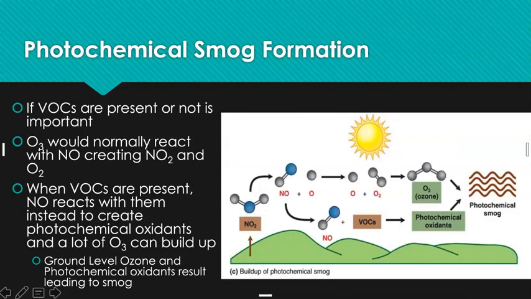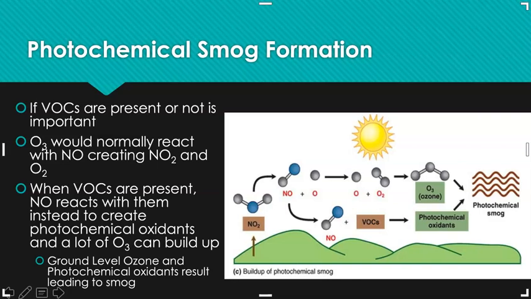A bit of a problem though can occur when VOCs, or volatile organic chemicals, are present. If they are present, we are going to get a slightly different reaction taking place. So if we take a look at our picture over here on the right, we can see that the NO2 is having its normal reaction across the top. So our normal reaction that's taking place has our NO2 breaking into NO and an oxygen radical, that oxygen radical joining up with the O2 to form ozone.